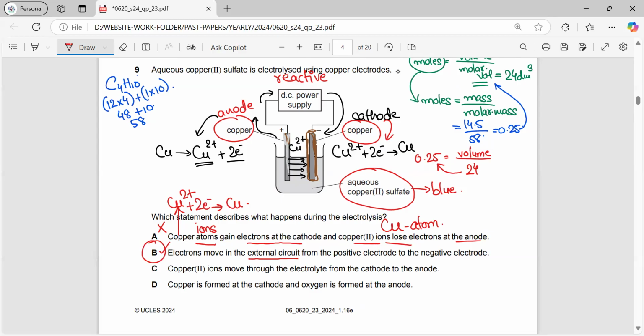And if we see the other options, then copper 2+ ions move through the electrolyte from cathode to anode. No, because copper ions move from anode to cathode, as I explained above. Also, copper is formed at the cathode and oxygen is formed at the anode. Yes, copper does form at the cathode, but at anode, oxygen is not formed. Anode forms copper ions which leave the anode and the anode starts decreasing in size. So option B is correct.